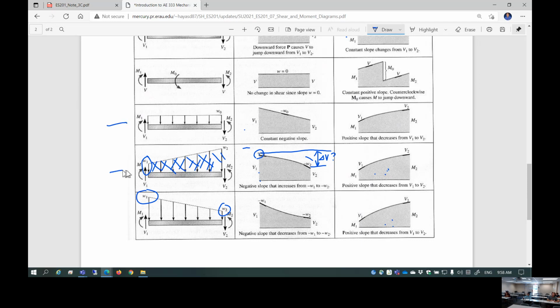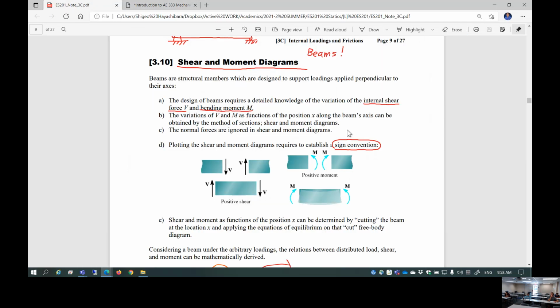Fourth example, yes? Yes, sir. So let's say W1 is 15 pounds. The slope of the shear diagram will be 15, right? Negative 15. Don't forget about the negative sign. Yeah, negative 15. Good point. So let's just try a very fast example problem.